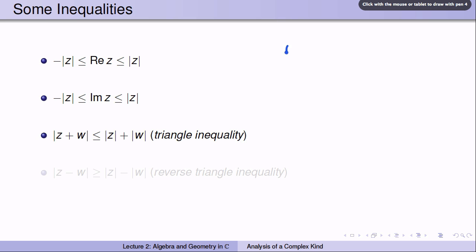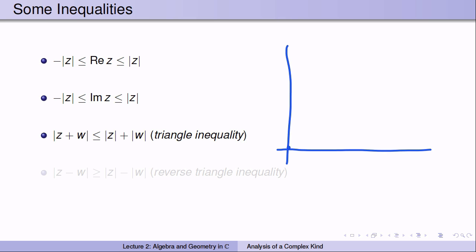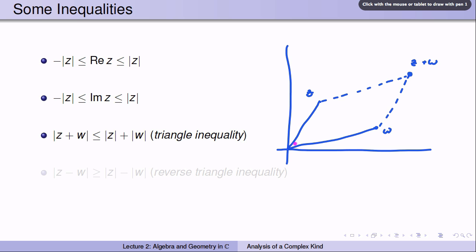So let's add two complex numbers, z and w. Remember how we do that? We do a vector addition. So here's z, and suppose we wanted to add to that w. Then we have to complete this parallelogram. And this is our point z plus w, and it can be represented by this diagonal. This is the length of z plus w.